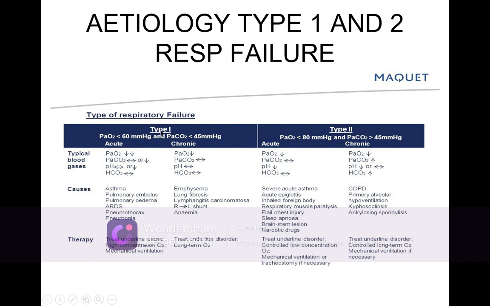Type 2 respiratory failure, where the PO2 level is less than 80 millimeters and the PCO2 level is more than 45. Normally it is about 30 to 45.